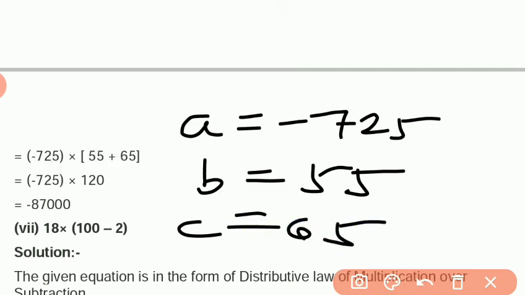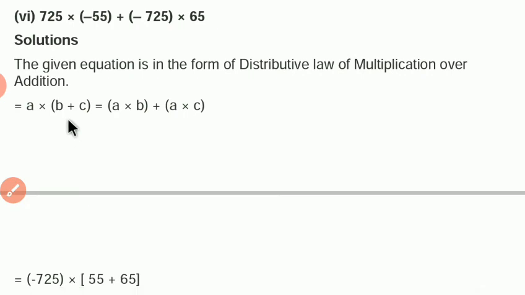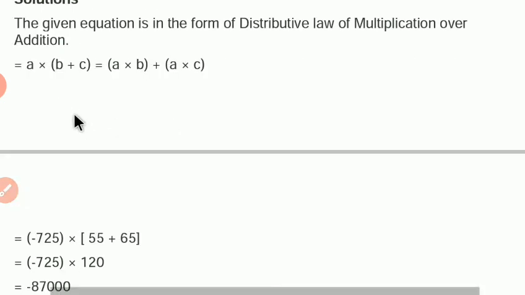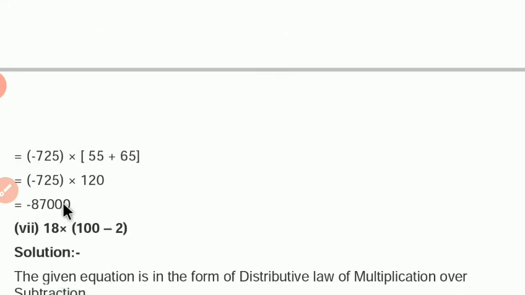So we have to write here in format A into B plus C. As it is given in A into B plus A into C, so we'll change into A into bracket B plus C. So A is minus 75, B is 55 and C is 65. So first we'll solve the bracket number. So minus 75 into 55 plus 65, 120.